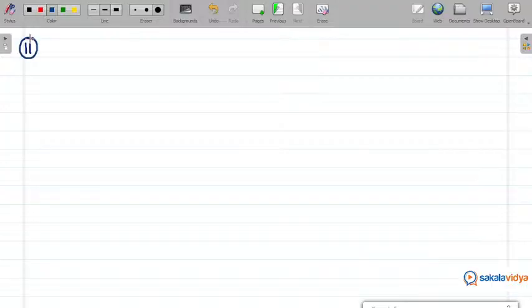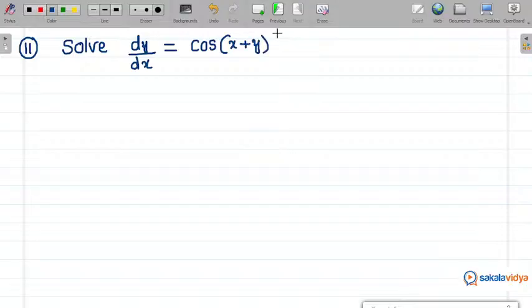Question number 11. Solve dy by dx equals cos of (x plus y) plus sin of (x plus y). Okay, note down this question and try to solve it yourself. I will give you 2 minutes time.